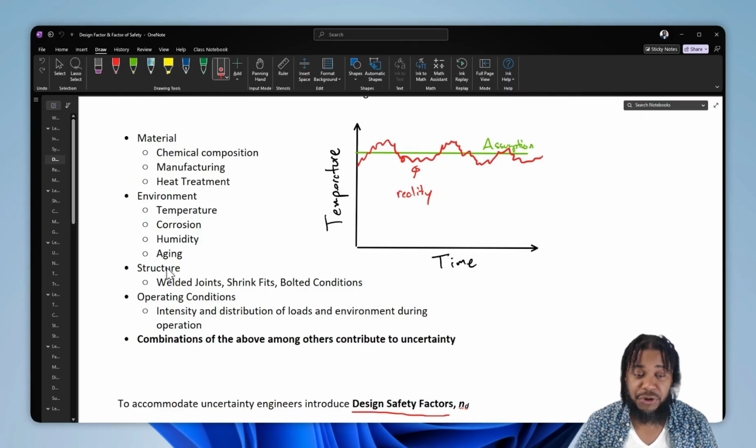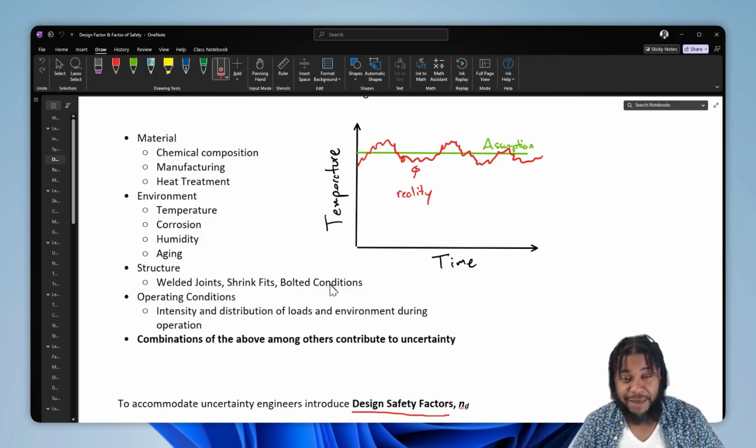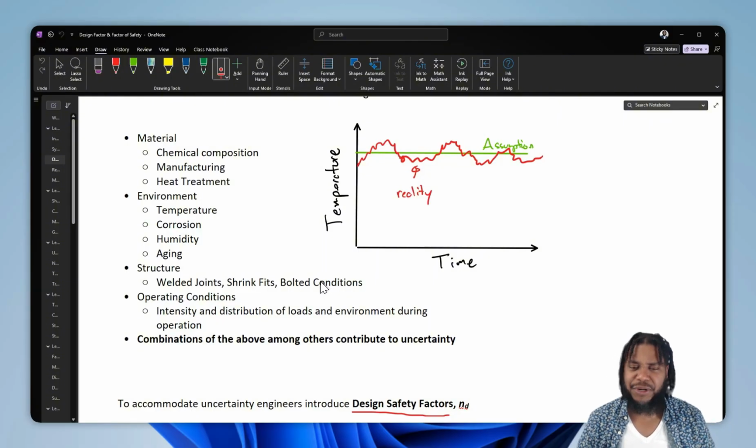Our structures can also have different types of connections, whether it's welded joints or shrink fits or bolted connections, and so forth. And most importantly, the operating conditions in the real world have a variation in both intensity and distribution that is not easy for us to incorporate when we're just trying to do the design process.